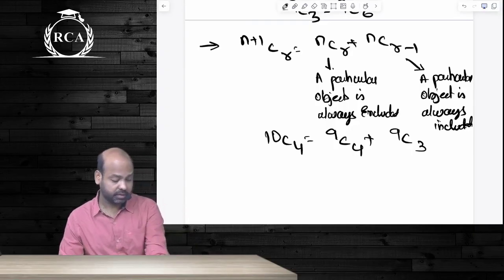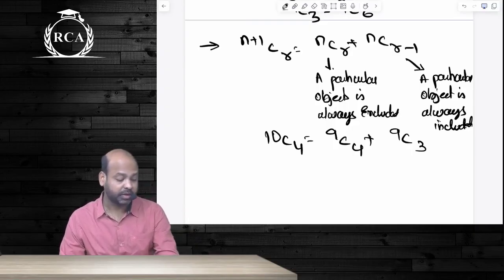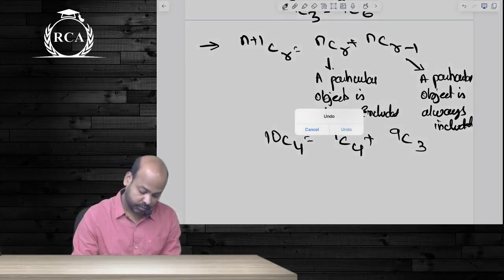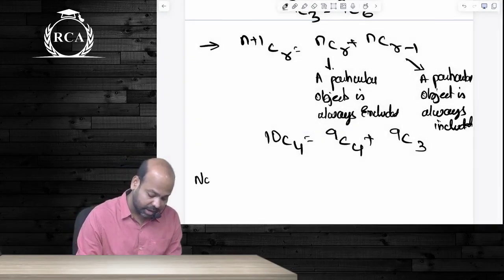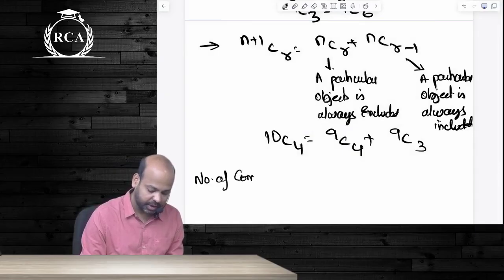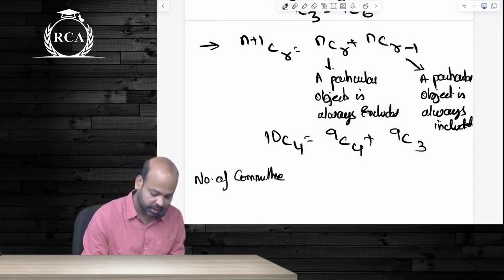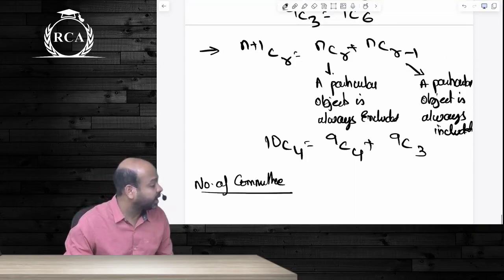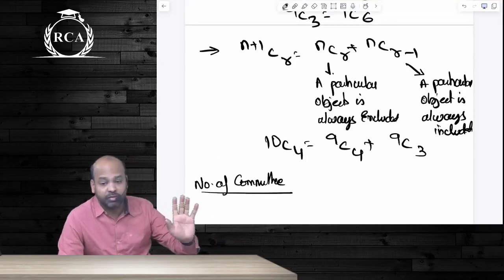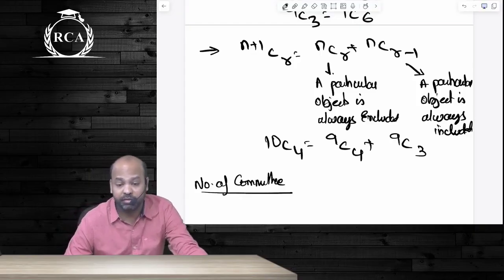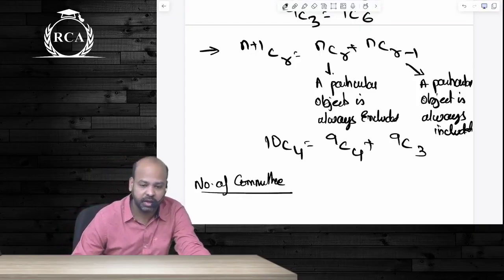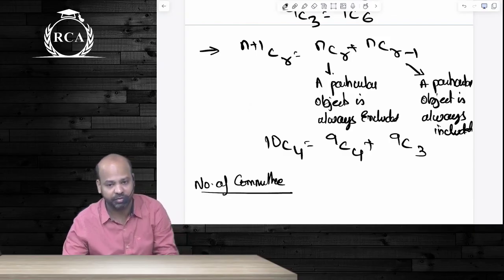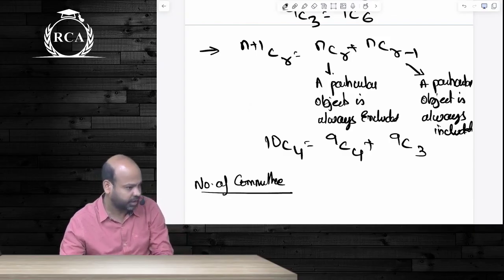Next, guys, remember the questions on number of committees. If they ask us about the number of committees as such, will that be a case of selection or a case of arrangement? Selection, guys, because the order in which you are selecting the people is irrelevant as long as they form the committee. But what if there are positions specified in the committee? It will become a case of arrangement. If there are different positions to be filled, beta, it will be a case of arrangement.